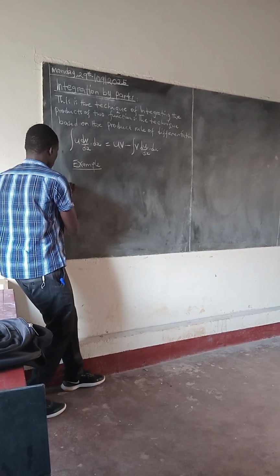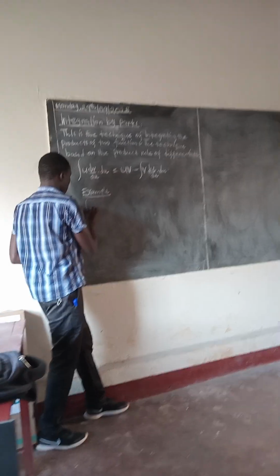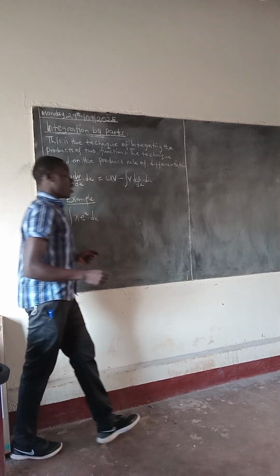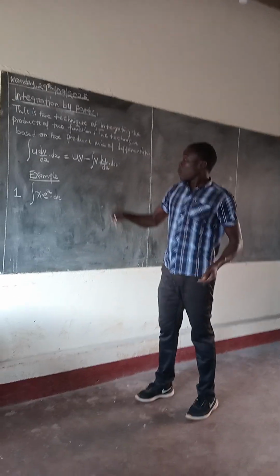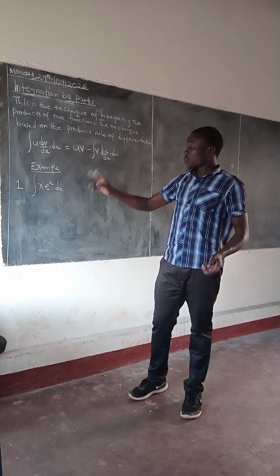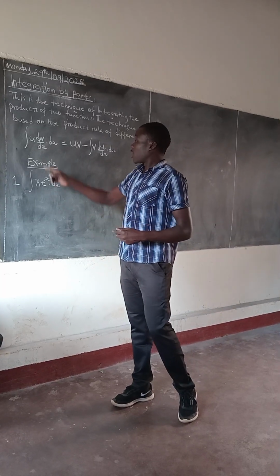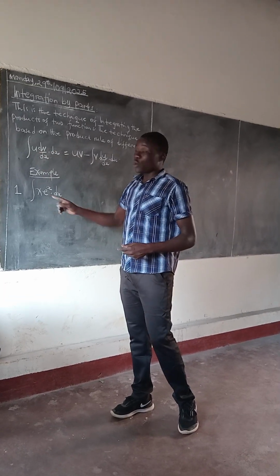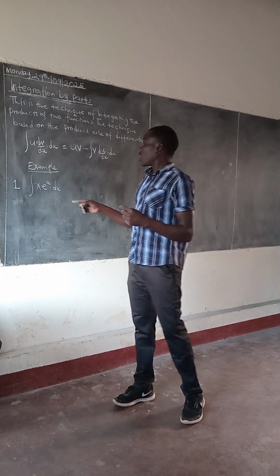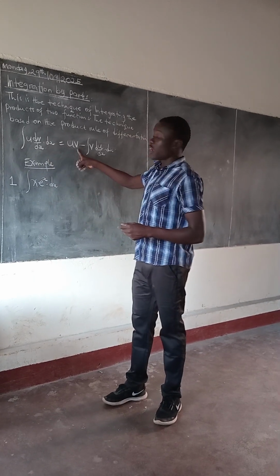when you're given a function, the integral of x e^x with respect to x. Here, one function has to be related to u, then the other function has to be related to dv/dx. The function related to u should be easily differentiable such that we get du/dx. Then the function related to dv/dx should be easily integrable such that we get v.